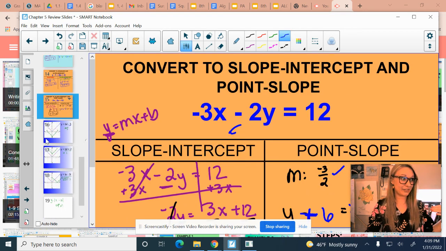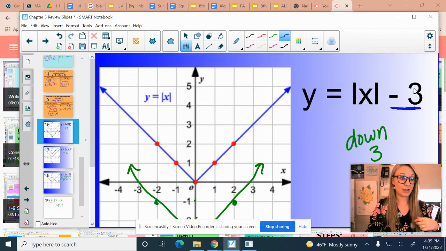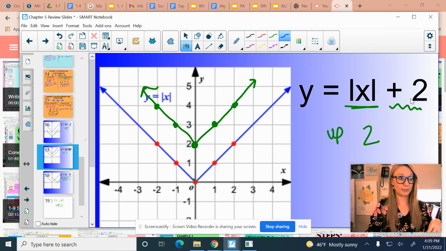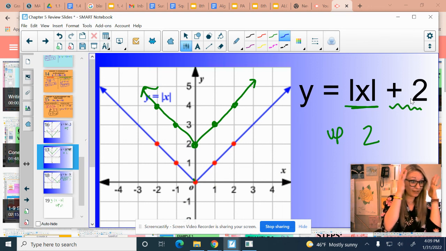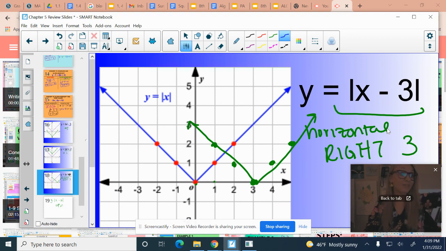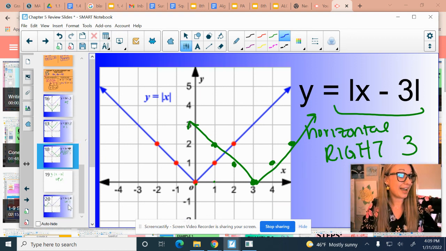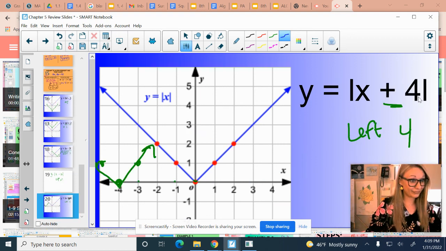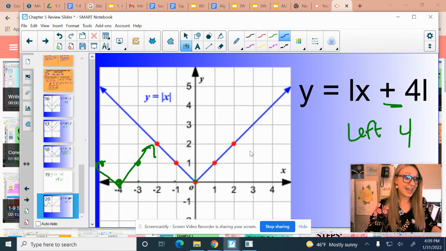And lastly, we talked about absolute value functions. Now, when you've got the numbers on the outside, that tells you vertical movement. So this would be down 3, this would be up 2. When you've got your numbers inside your bars, you need to think left, right, and opposite. So if I see -3, that's really right 3. If I see +4, that's really left 4. Oh, and that is it.